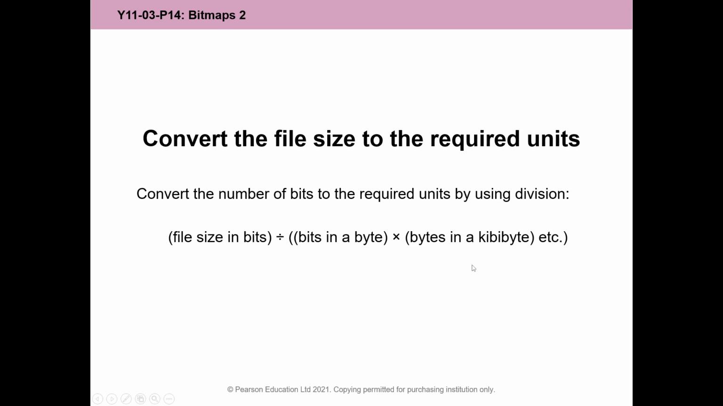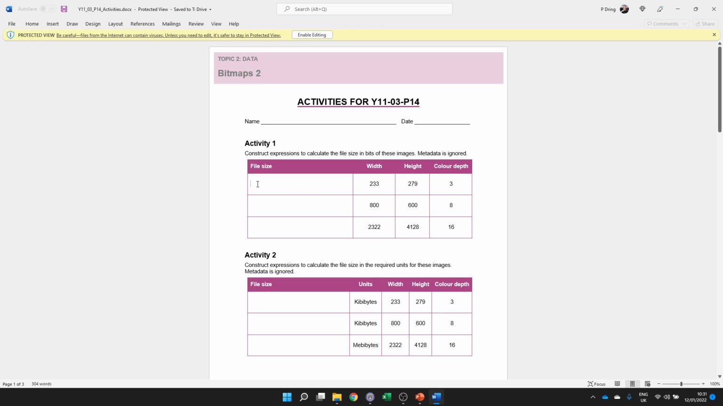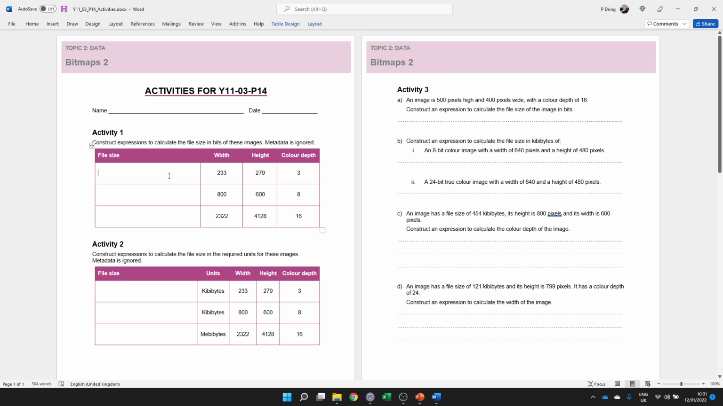So let's do some worked examples of these so that we can see what we're supposed to do. File size here, remember you're not calculating this, you're writing an expression, constructing an expression. You do the width, let's enable editing so we can see what's going on here. The width is 233. The height is 279. That would be 1 mark, or would it? It depends. It would be either 1 mark or 2 marks for this question.